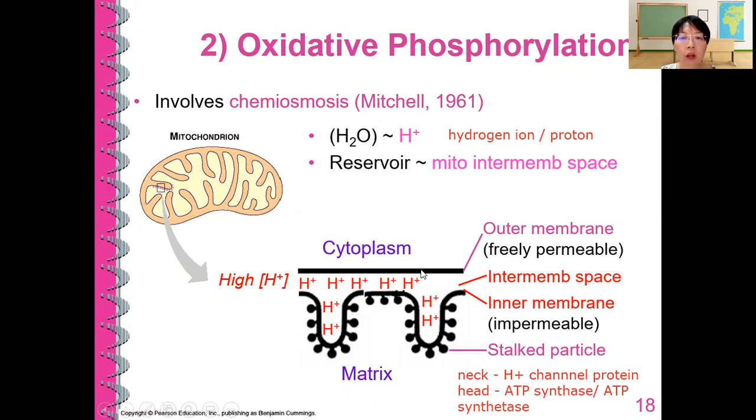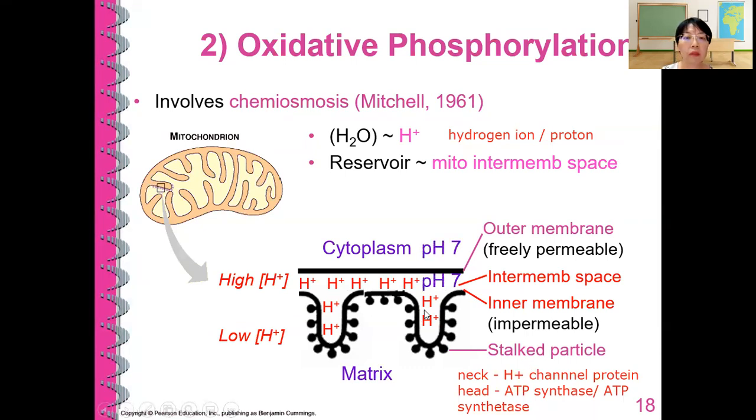Now, because the outer membrane is freely permeable and the inner membrane is impermeable to H+, therefore H+ cannot simply cross the inner membrane. So the matrix will have low H+ concentration because H+ is stored here. It cannot simply cross the membrane. So there's high H+ concentration in the intermembrane space and low H+ concentration in the matrix. So high here, low here. Because of that, H+ will diffuse across the channel protein in the stalk particle.